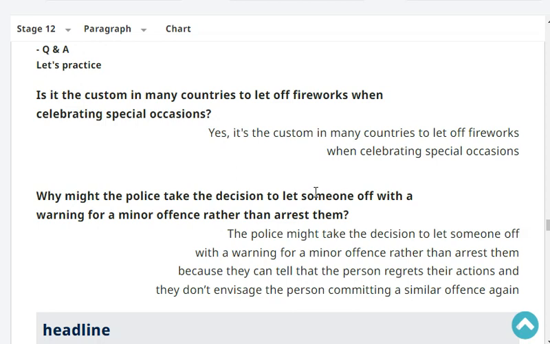Why might the police take the decision to let someone off with a warning for a minor offense rather than arrest them? The police might take the decision to let someone off with a warning for a minor offense rather than arrest them because they can tell that the person regrets their actions and they don't envisage the person committing a similar offense again.